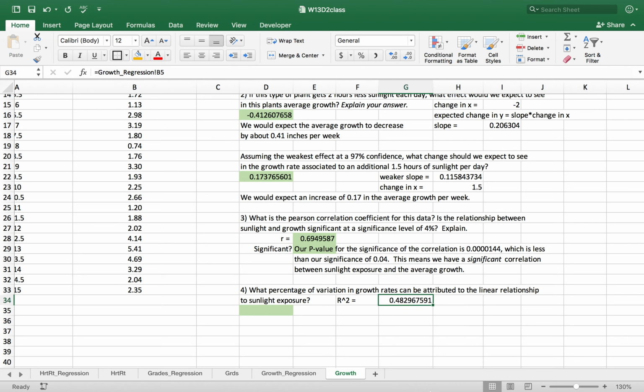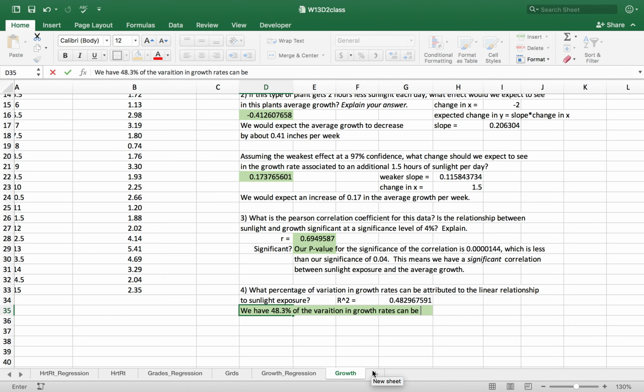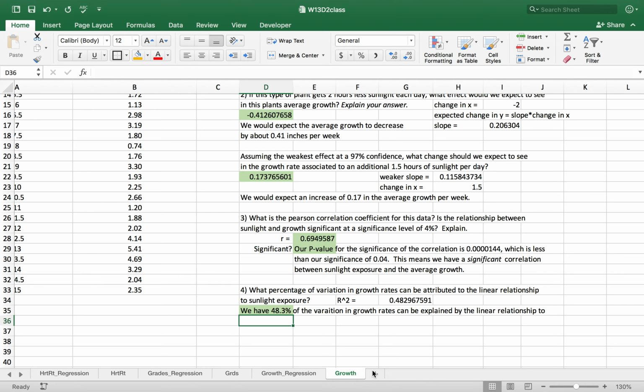And now if we interpret this as a percentage, that's the percent of variation explained. So we would say we have 48.3% of the variation in growth rates can be explained by the linear relationship to sunlight exposure. Okay.